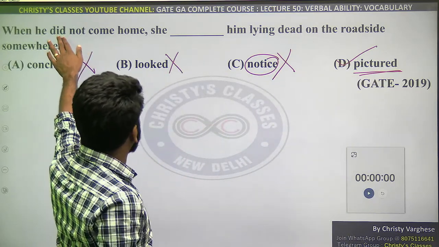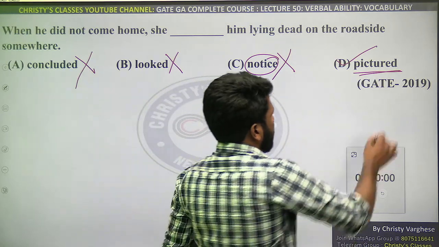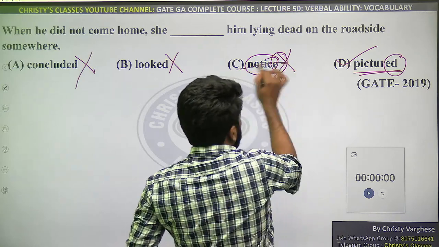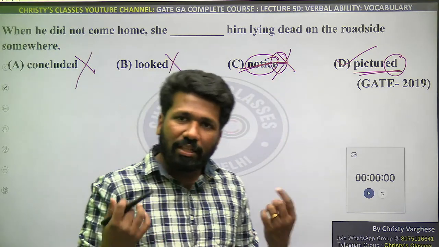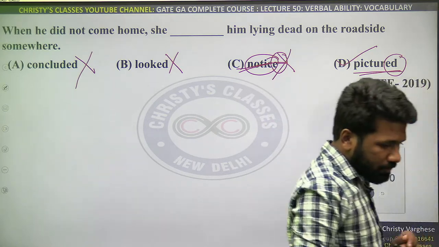This is in past, "did not", so that means this should also be in past. Pictured is in past; we can check this suffix. So the suffix is also wrong because this is simple tense. That way also notice can be eliminated. Good point. All of you understood?